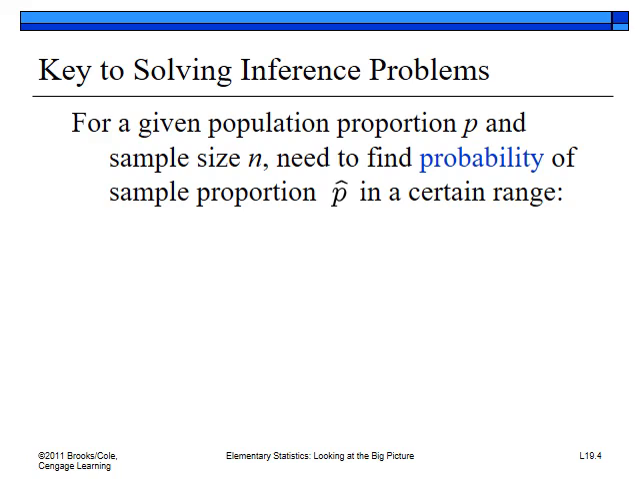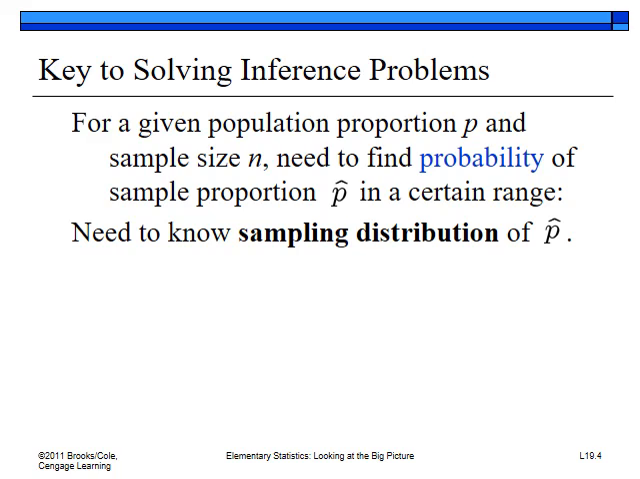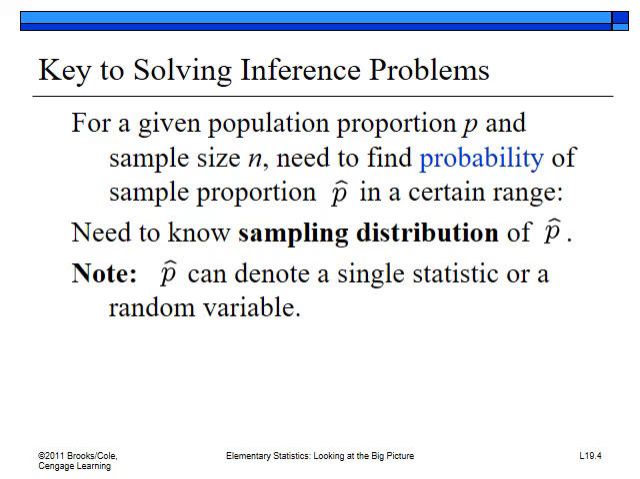So if we know what the population proportion P is and what the sample size N is, what we want to be able to do is find the probability that the sample proportion P hat falls in a certain range. In order to do that, we need to know how P hat is distributed. Now, P hat can denote a single statistic, that's the proportion in our sample, or we can use it to denote a random variable. That is, it's the proportion in a sample that is chosen randomly. From context, the meaning will be clear.